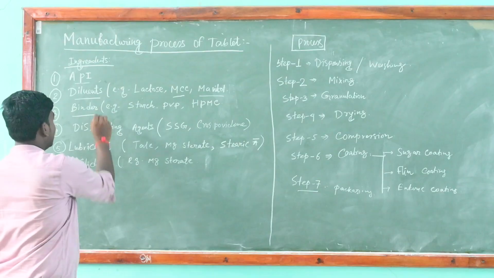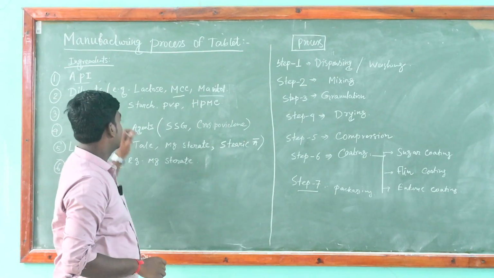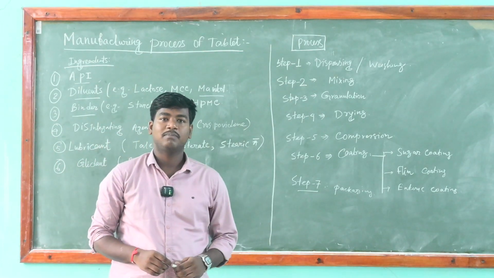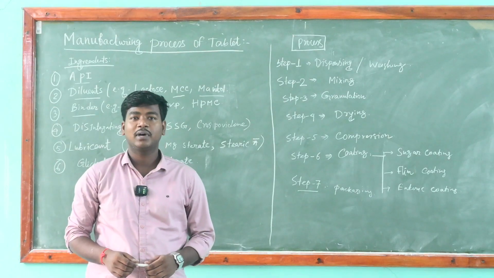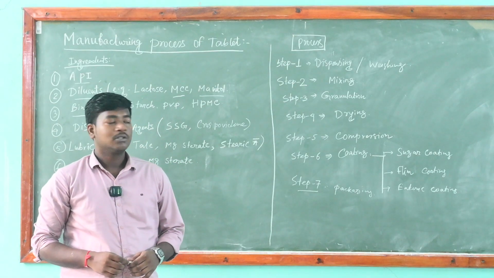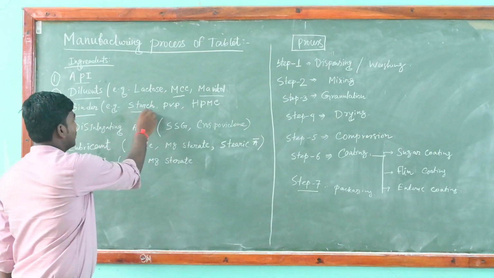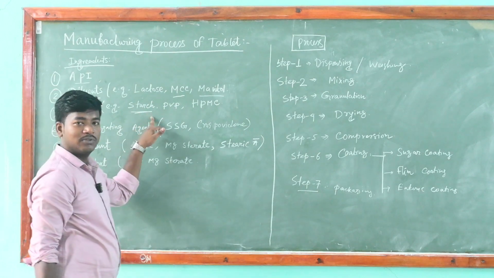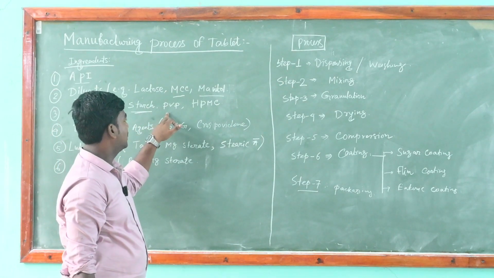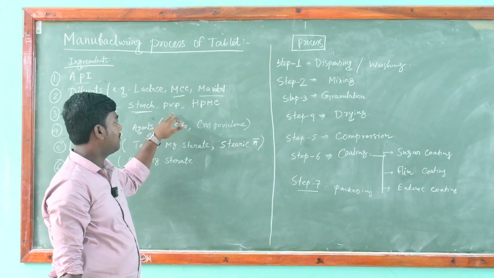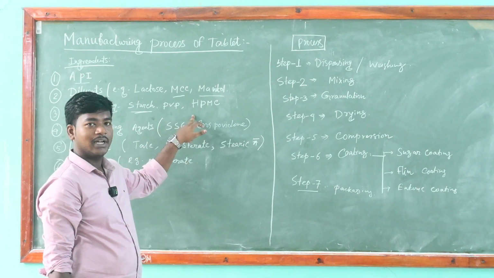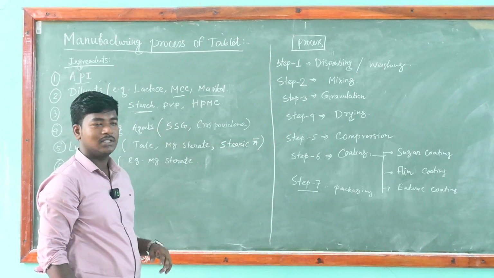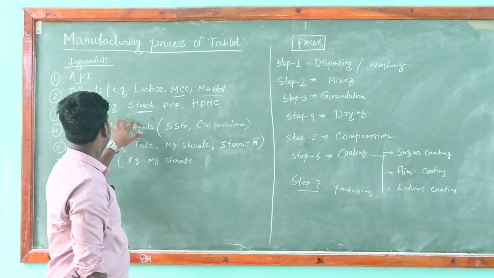And the second one is the binder. Binder is a very important excipient. Binder basically holds the powder material together and it provides the tablet strength. So starch is a very important binder generally used in the tablet manufacturing process, other than PVP, means polyvinyl pyrrolidone, and HPMC, that means hydroxypropyl methyl cellulose. These are the ingredients that are used as a binder.